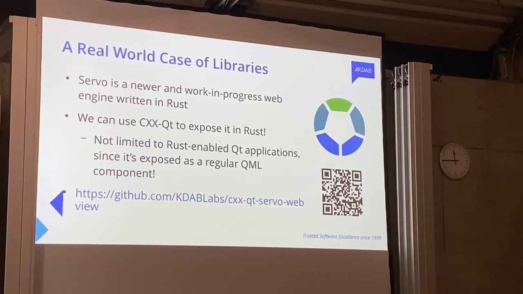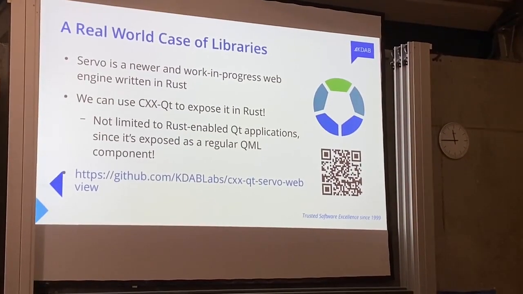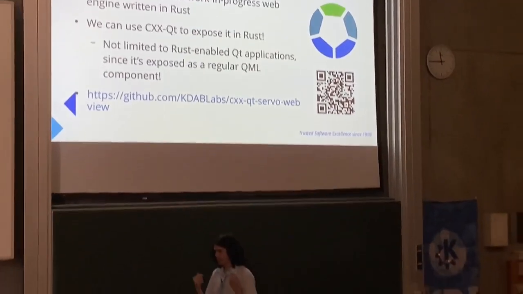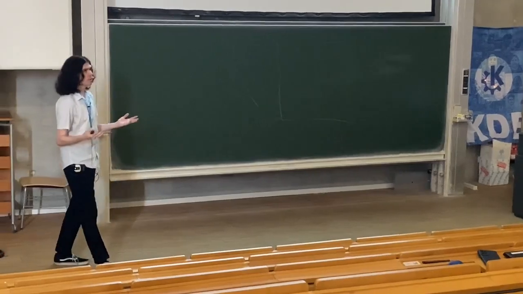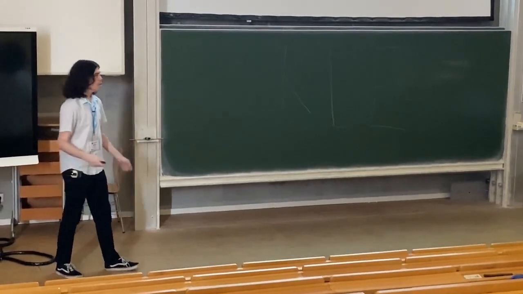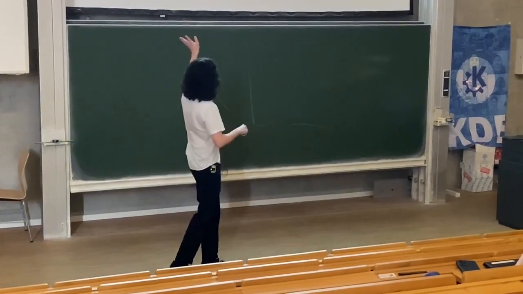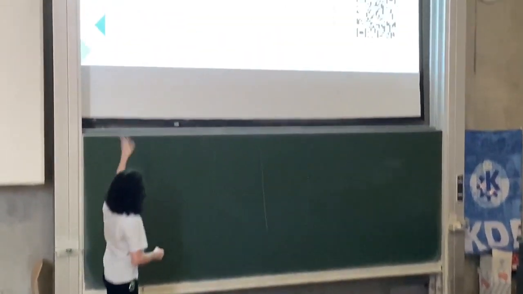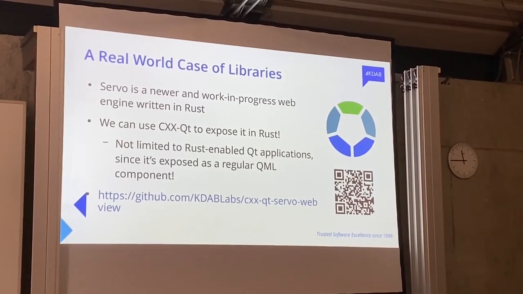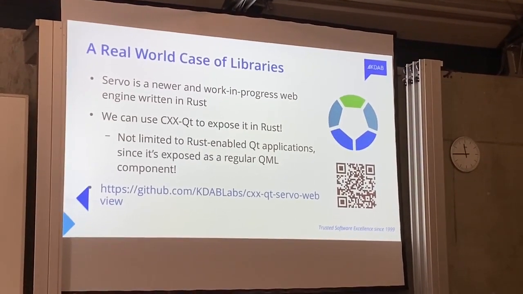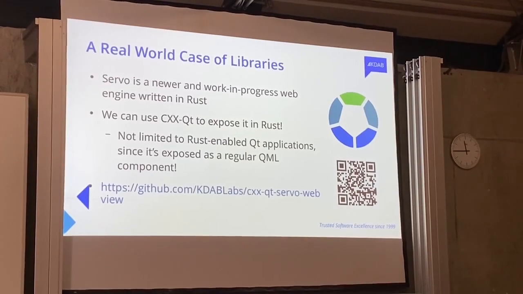If you don't know Servo, it's written in Rust. But since it's quickly developing, they don't want to commit to a C or C++ API. So it's going to be very hard for C++ applications to use it. So we can use Rust to glue those two things together. And I'll go into what CXX-Qt is here. But that's one of the examples of a really cool Rust thing that we can then bind to and use in Qt applications.